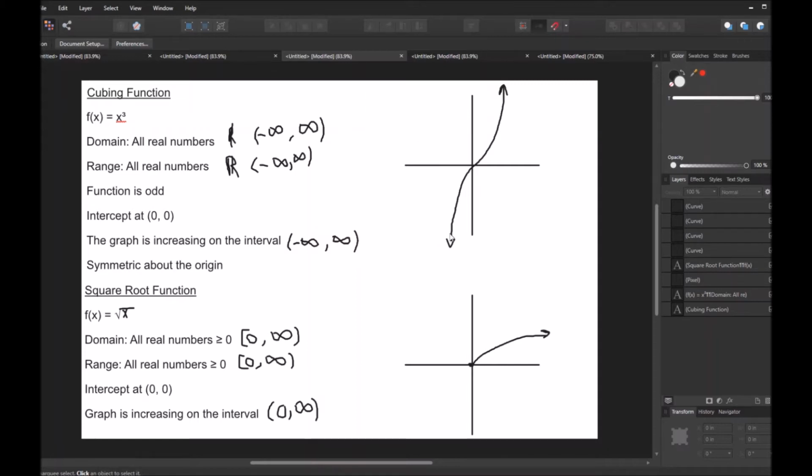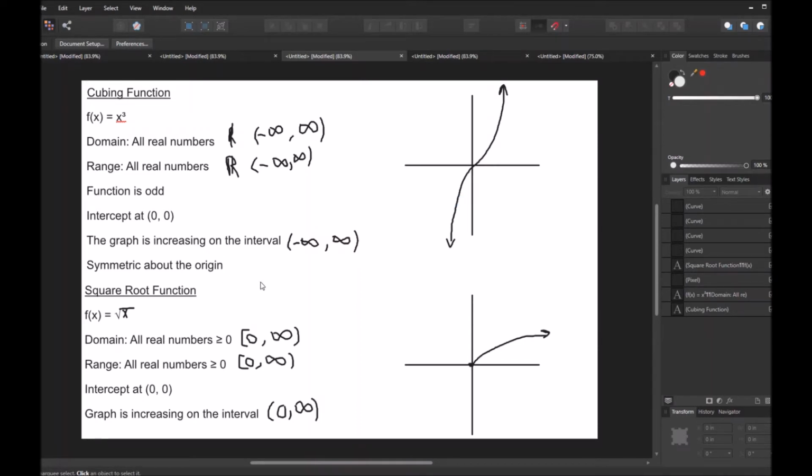So here to the upper right, you can see the graph of x cubed. You can see that it's always increasing, and you can see the intercept is (0, 0). You can see how it's symmetric about the origin. If we have an (x, y) point here, we're going to have a (negative x, negative y) point right here.